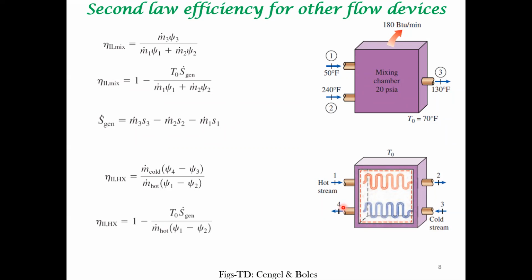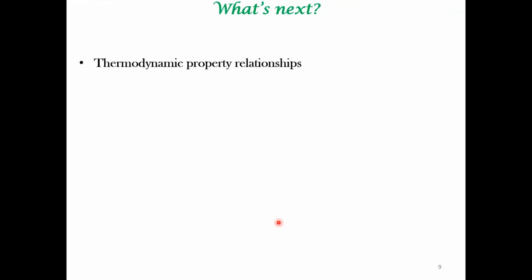So how do you define the exergy efficiency, the second law efficiency, of a heat exchanger? You have the exergy of the cold stream divided by the exergy of the hot stream. This is the mass flow rate of the cold stream, this is the mass flow rate of the hot stream, and these are the exergy gained by the cold stream. Psi 4 is the exergy here per unit mass, and psi 3 is the exergy at this particular point. From here, we can again define entropy generation and exergy destruction.